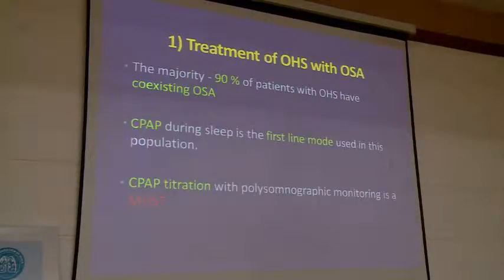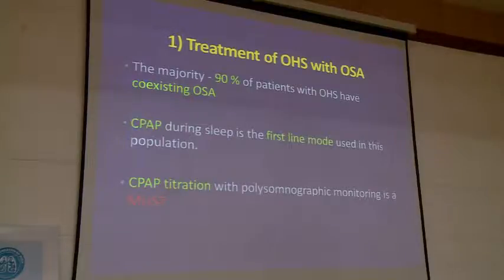So basically there are two parts: those patients of OHS who have OSA, and these are 90%, and those patients who have central hypoventilation. First let's talk about patients of OHS who have OSA. How are we going to treat it? These are 90% of patients, and how we treat OSA, we will treat exactly like this.